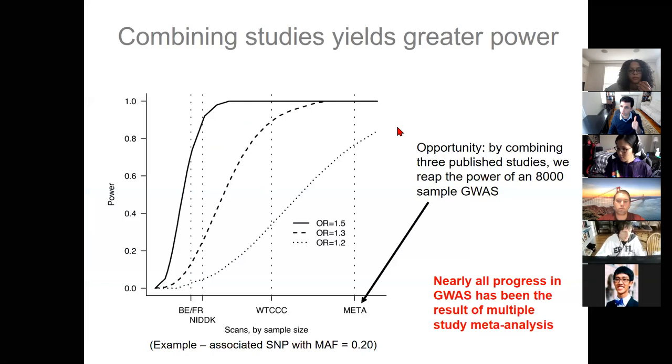Good. So the other concept to recognize is that as you combine multiple studies, you can discover odds ratios that are smaller and smaller and smaller, more and more subtle. So here, this is a 0.2 increase and a 0.3 increase and a 0.5 increase, so a 50% increase. And by combining all three published studies, you can basically reap the power of an 800 sample GWAS. And again, nearly all progress of GWAS has been the result of multiple studies being combined in a meta-analysis.